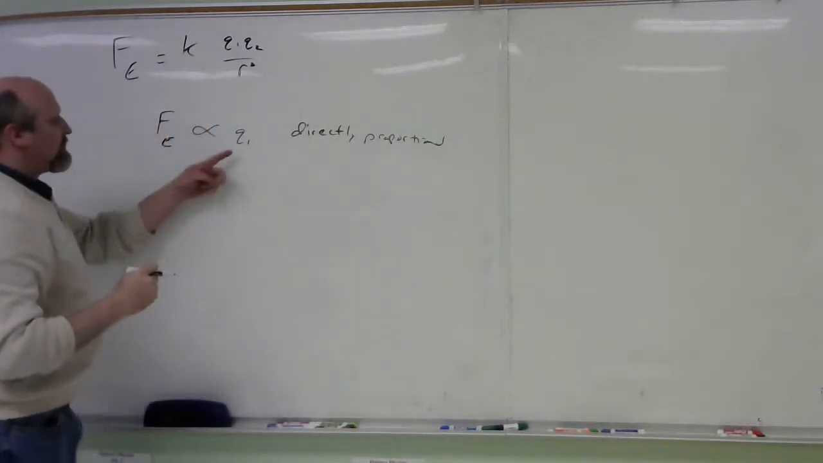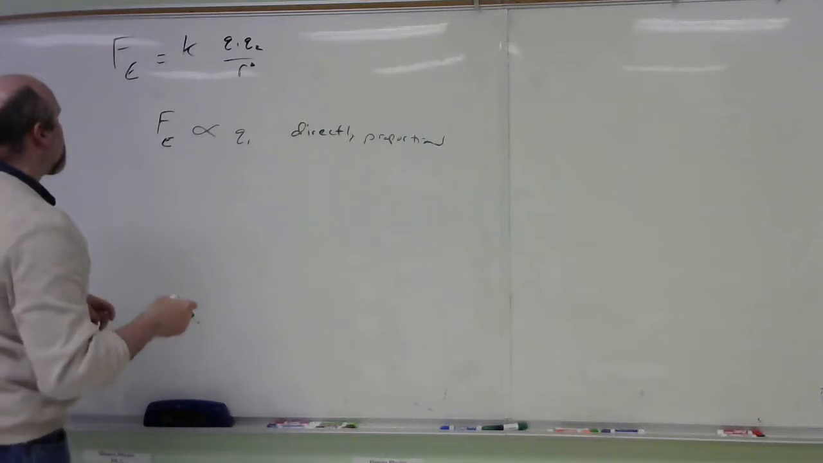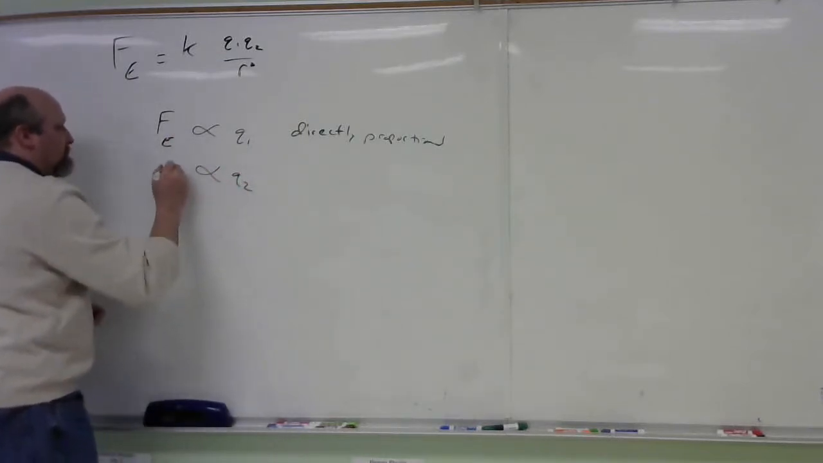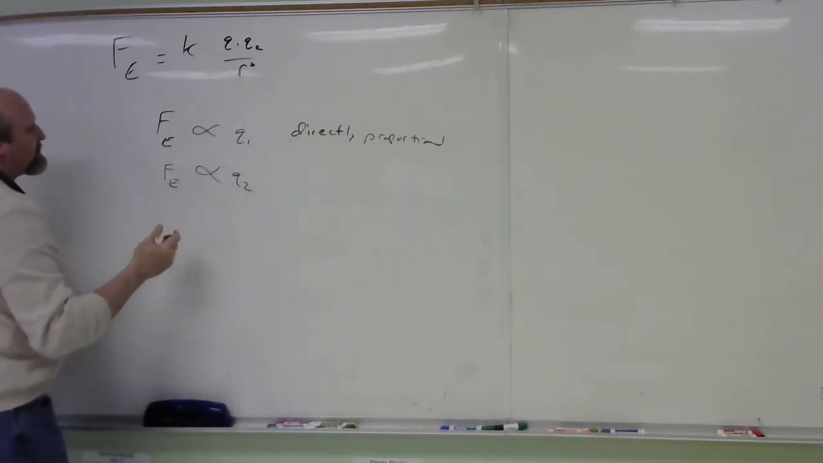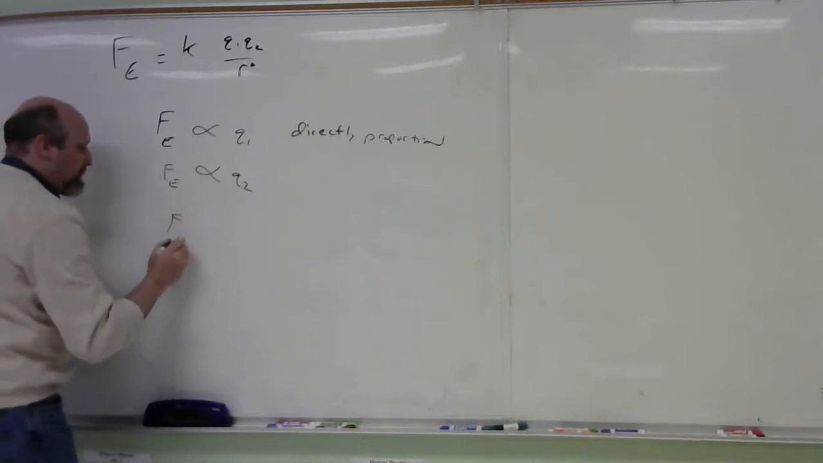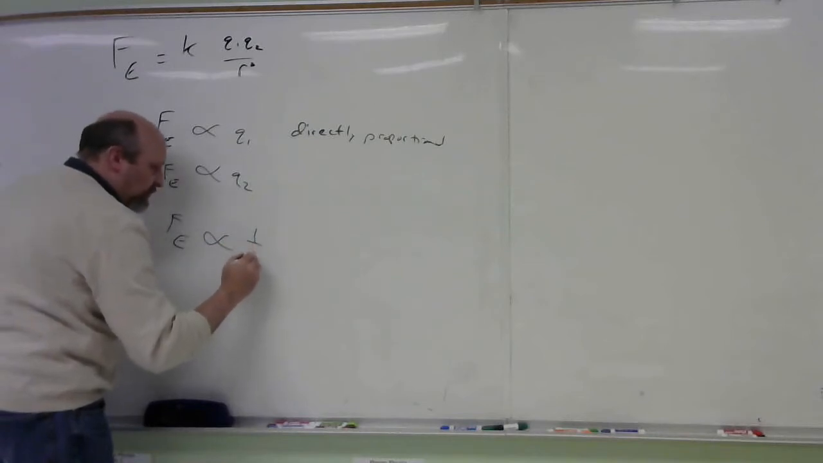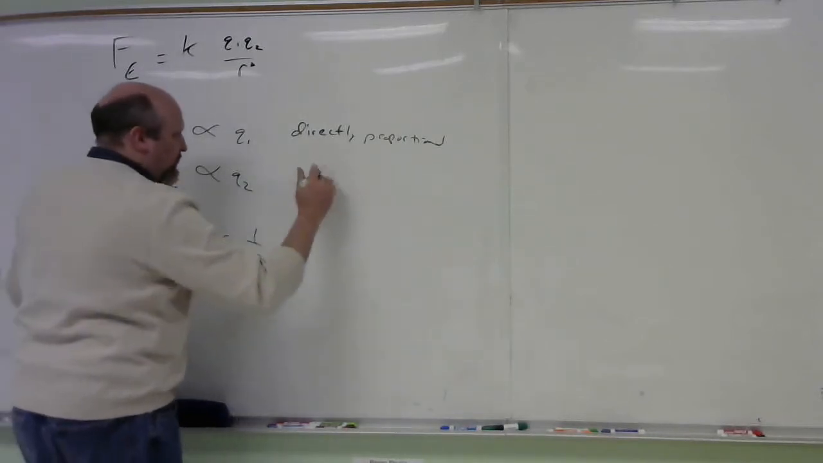So if I double the charge, I would double the force. Triple the charge, triple the force, direct relationship. Same thing for Q2, directly proportional. And then for that distance, that separation distance, you can say this one a couple different ways. You can say that FE is directly proportional to 1 over the distance squared. Okay, so again, we can say directly proportional.